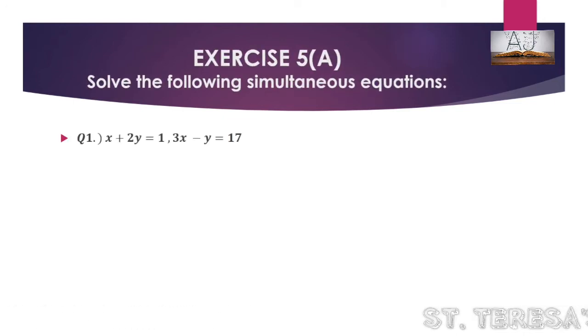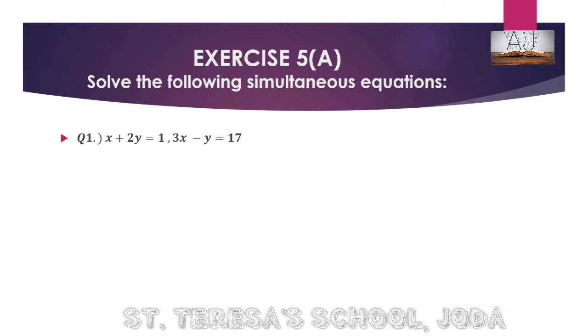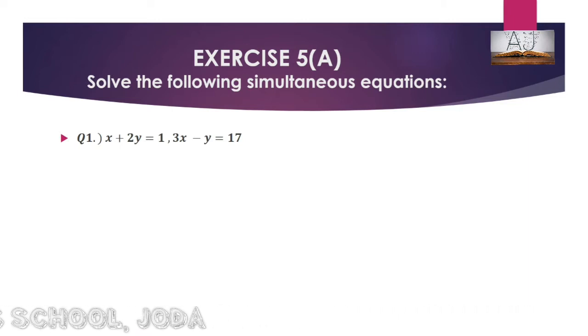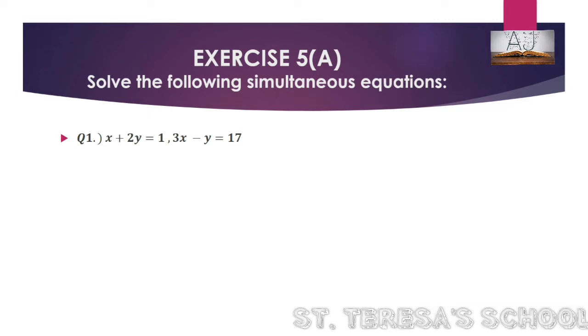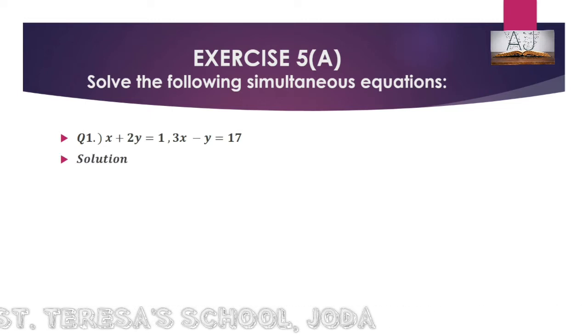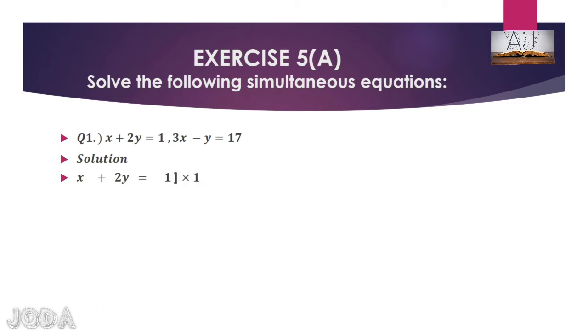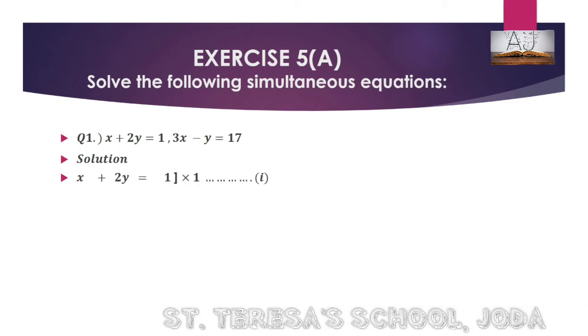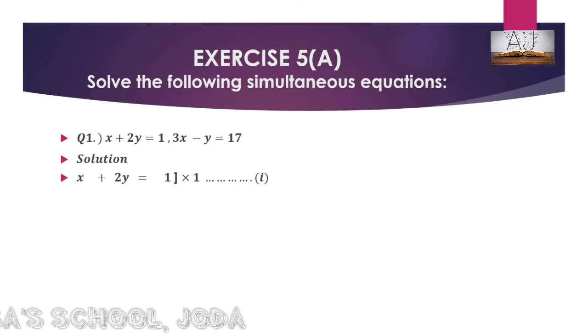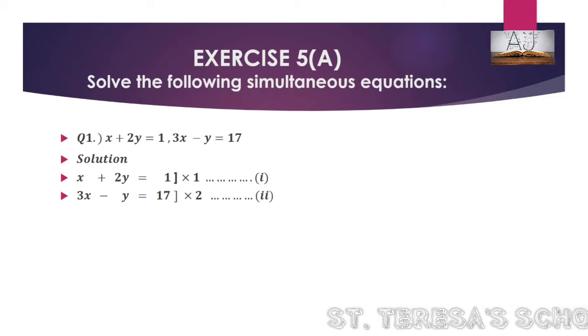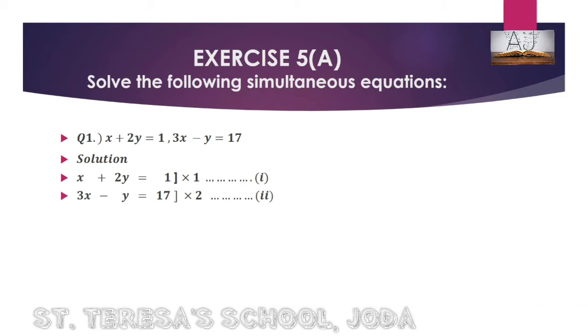Exercise 5A, first question. Solve the following simultaneous equations. Question number 1: x plus 2y equal to 1, 3x minus y equal to 17. So let us see the solution. We have to write both the equations and make one of the terms of the equations equal. It may be either x or y. Here I am going to make y equal.